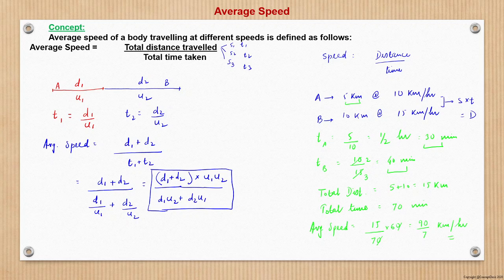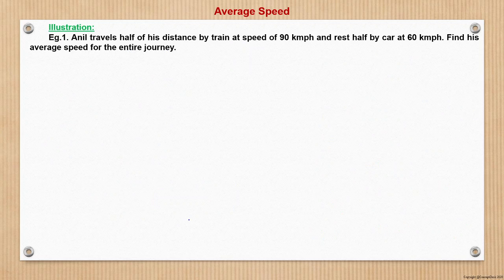Going forward, we will see some shortcuts and the application of alligation, which is much simpler and more effective than this way which we have just done, right? So now let's move to the illustrations. Here the question says that Anil travels half of his distance by train at a speed of 90 km per hour and the rest half by car at 60 km per hour. Find his average speed for the entire journey.